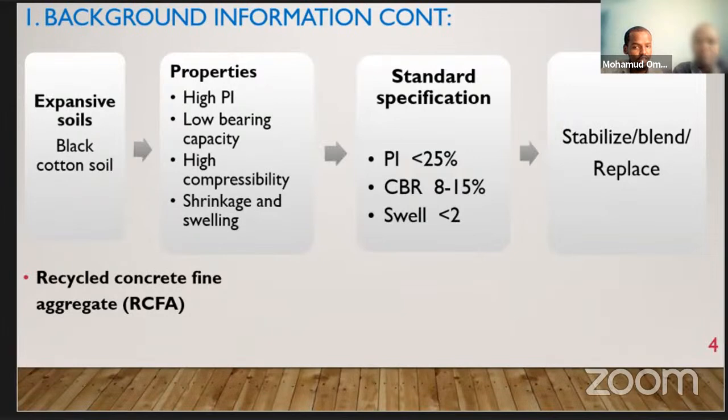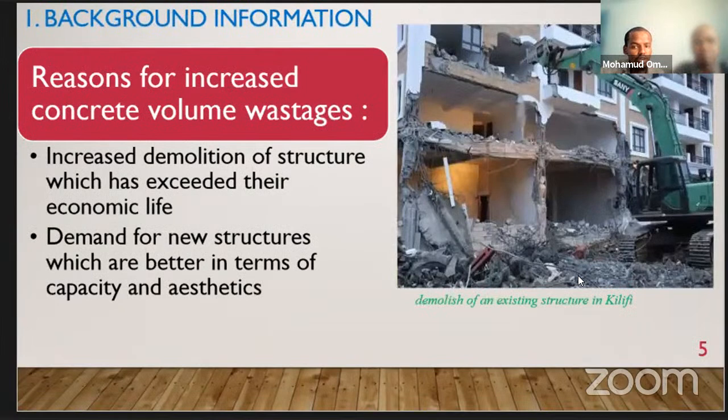So after demolition of all roads and buildings, the removed concrete is often considered worthless and disposed of as demolition waste. So by collecting the used concrete and breaking it up, the recycled fine concrete aggregate is created. The reasons for increased concrete waste are, one, an increased demolition of structures which have exceeded their economic life, like on our right-hand side.